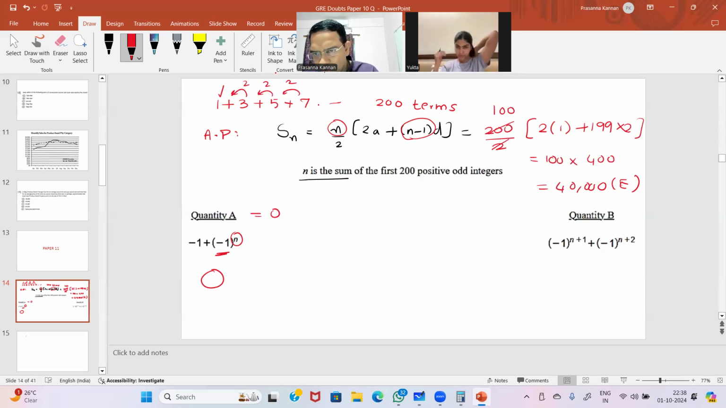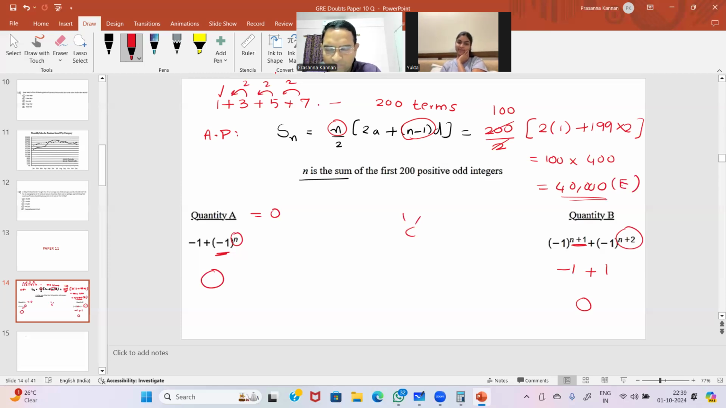Now, n is 40,000, n is even. Then what will be n plus 1? Odd. Therefore, minus 1 power odd is minus 1. And what will be n plus 2? Even. So that will be positive. So minus 1 plus 1 is 0. So both the terms are equal. So the answer is C, right?